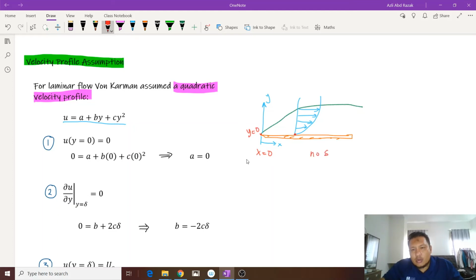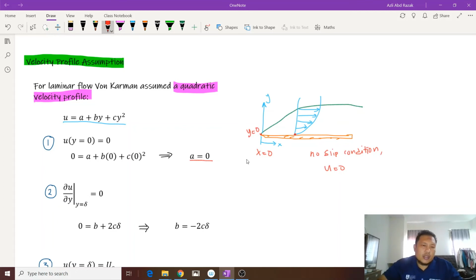So the no slip condition will give you u equal to 0. So in this case, at y equal to 0, u also equals 0. So we substitute this into this equation. So we have 0 plus a plus b multiplied by 0 plus c multiplied by 0. Then with that, we get a equal to 0.